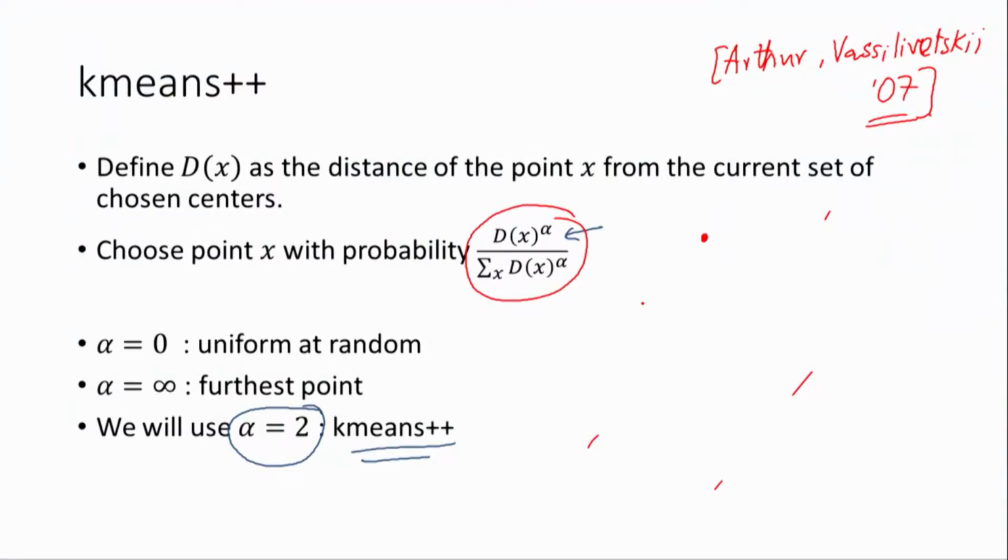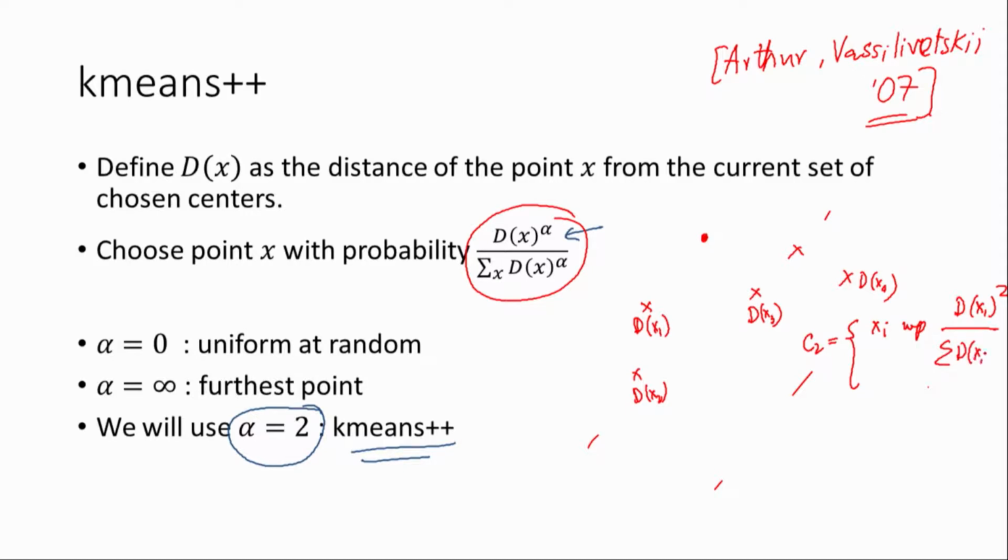Let's think about the intuition behind this. Some of you had come up to me asking about it. As we said, we start with the first center, chosen uniformly at random. Then for the second center, we take everybody's distance with respect to the first center. So this gives me d of x1, d of x2, d of x3, and so on, and this is d of x4. Then c2 becomes xi with probability d of xi squared divided by the summation of d of xi squared, i equal to 1 to n minus 1 points. So it's this.